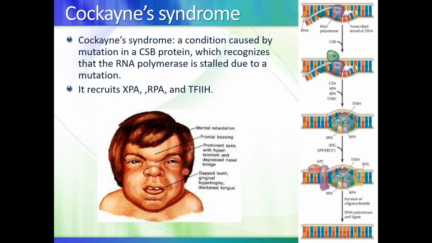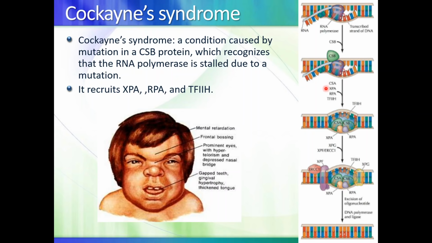And this actually has been identified in individuals with a condition known as Cockayne syndrome. Now, in these individuals, they have a defect in a protein known as CSB. So it's Cockayne syndrome B protein. Okay. Now, what this protein does is that it recognizes that there is a pyrimidine dimer and the RNA polymerase is not moving anymore.